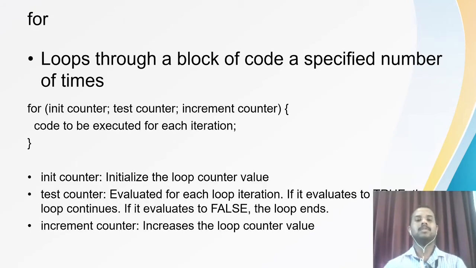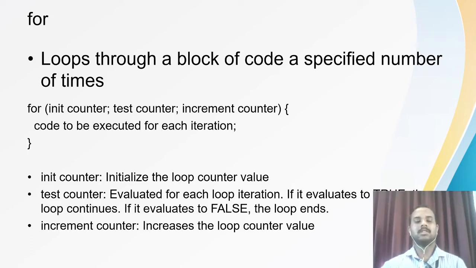The for loop runs through a block of code a specified number of times. While coming to the for loop, you are going to have three expressions. The first one is the initial counter, then the test counter, and the third one is the increment or the decrement counter. It will have the code that needs to be executed here. The expressions that belong to the for loop are separated by semicolons: initial counter, test counter, and increment counter.